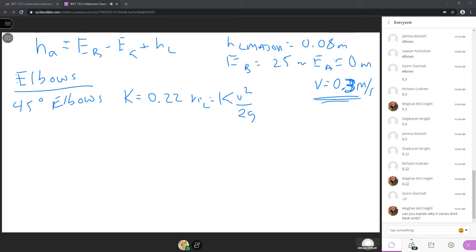Can I explain why K values don't have units? K values basically represent a portion of kinetic energy that becomes head losses. Someone has gone and figured out that if you have this much velocity flowing through this type of fixture, this percentage of that overall kinetic energy will become head losses. So if you think of your K value as a percentage, that's a good way to think about it.